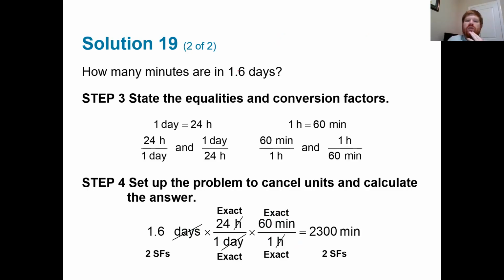The 2 equalities that we're going to have is that 1 day equals 24 hours, and then 1 hour equals 60 minutes. So the conversion factors would be 24 hours per day, and then 60 minutes per 1 hour. Our 1.6 days is going to be converted to hours first, 24 hours per 1 day, and then an exact conversion of 60 minutes per 1 hour. That gives us our final answer of 2,300 minutes.